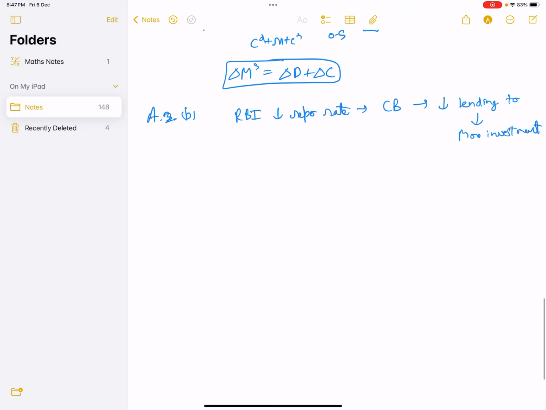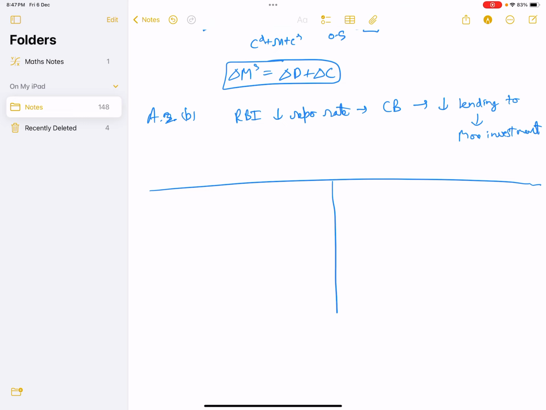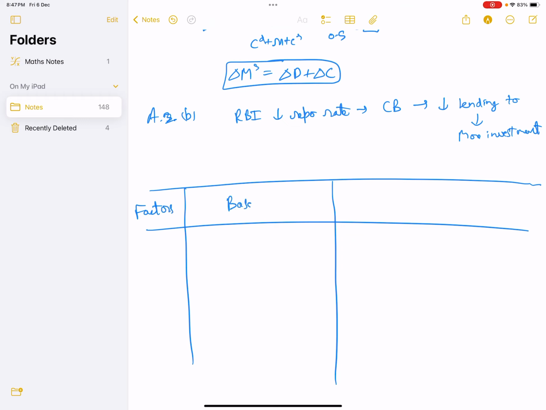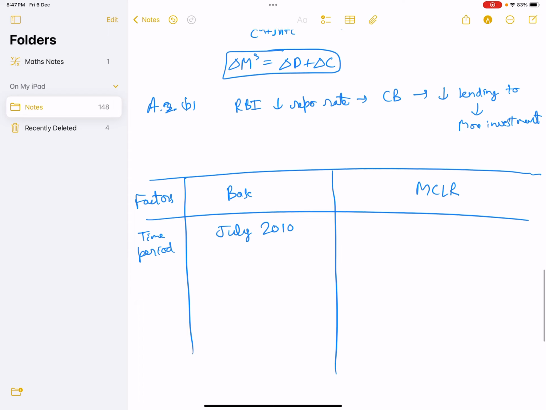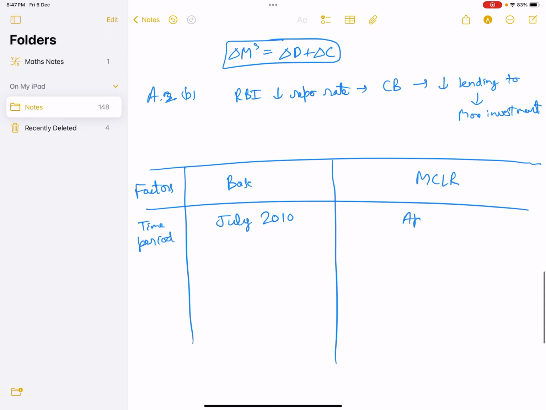Okay, now I'll tell you in this type of question how you are supposed to write. We are supposed to differentiate between base rate and marginal cost of lending rate. Now we can tell about in which time period they came into force. So the base rate came in July 2010, whereas the MCLR came in April 2016.